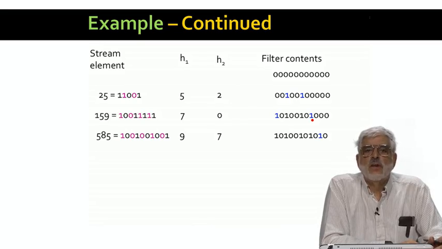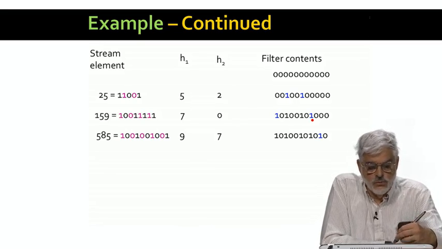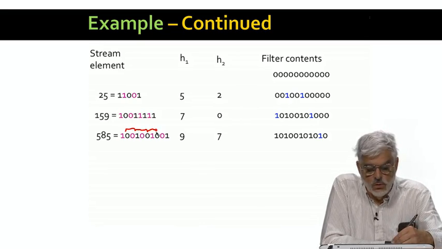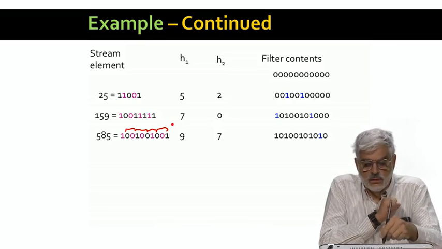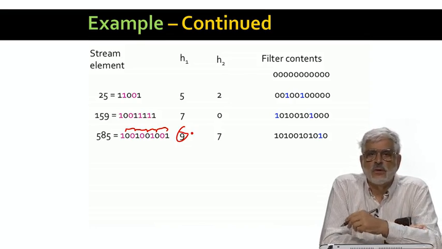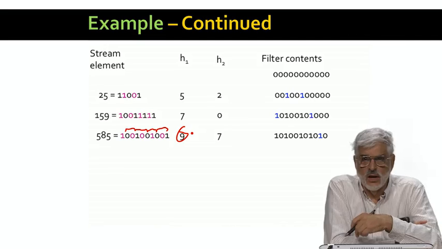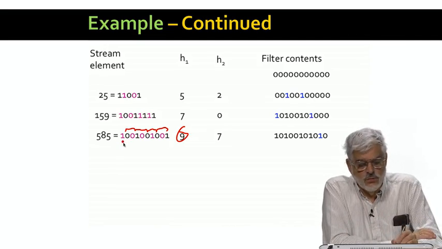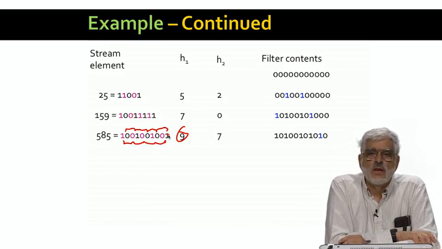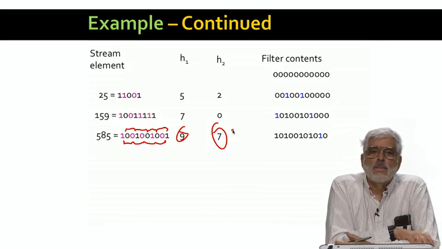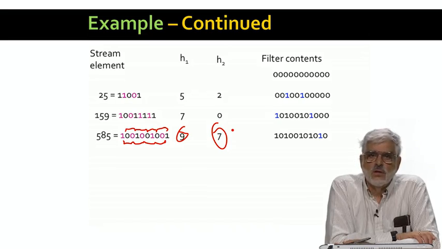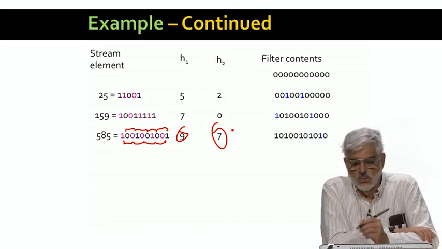Third to arrive is 585. The odd positions form 0, 1, 0, 0, 1, and that's 9. 9 modulo 11 is 9. The even positions form 1, 0, 0, 1, 0, which is 18, and modulo 11, that's 7. So we set bits 7 and 9 to 1, but bit 7 was already 1, so we make no change. Bit 9 is set to 1, as you see here.